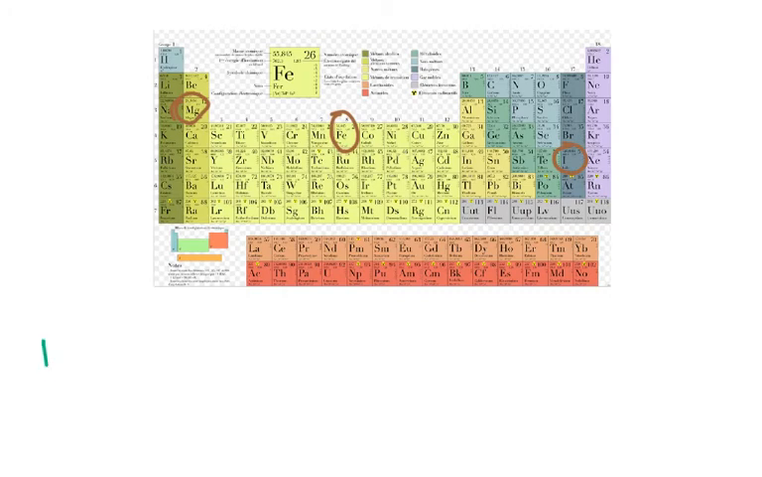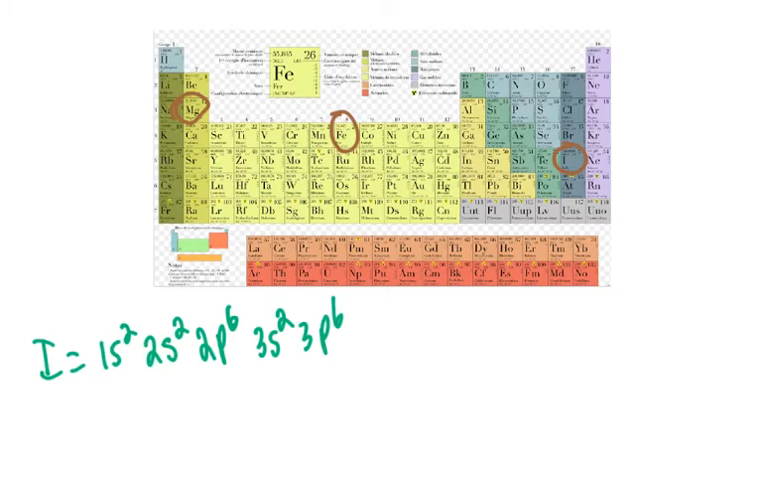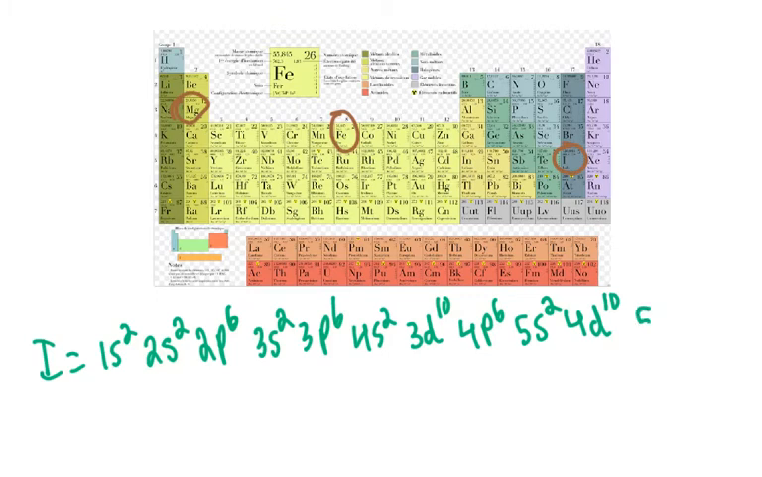We're on iodine, and let's write the long way: 1s2, 2s2, then we're on the p orbital, 2p6, 6 electrons can fit, and then 3s2, 3p6, 4s2, 3d10, because there are 10 electrons within our d subshell, our d orbital, and then we have 4p6, then 5s2, then 4d10, and finally we're on our 5th energy level, so 5p, because we're on our p orbital, and 5.